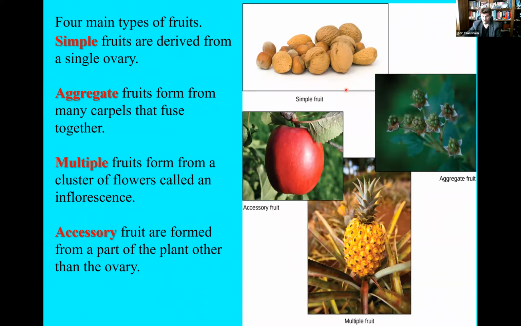No problem. They will be subdivided. The dry fruits, we'll talk a little bit more about that. We'll talk about dehiscent, indehiscent, etc. But if it's dry, it's automatically simple, and then you will need to figure out if it's dehiscent or indehiscent.